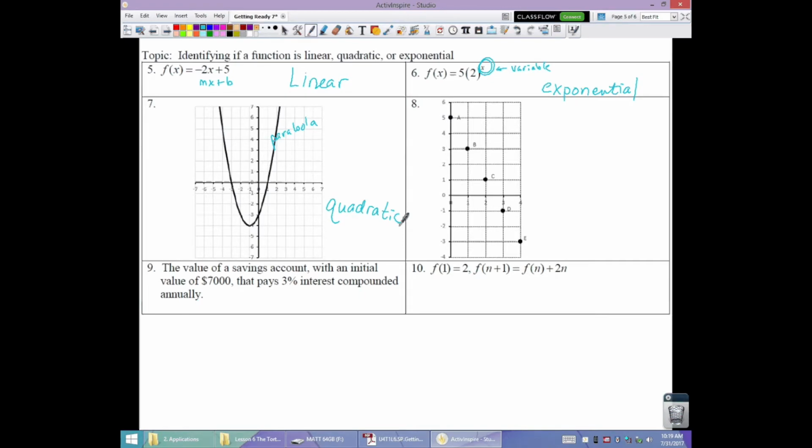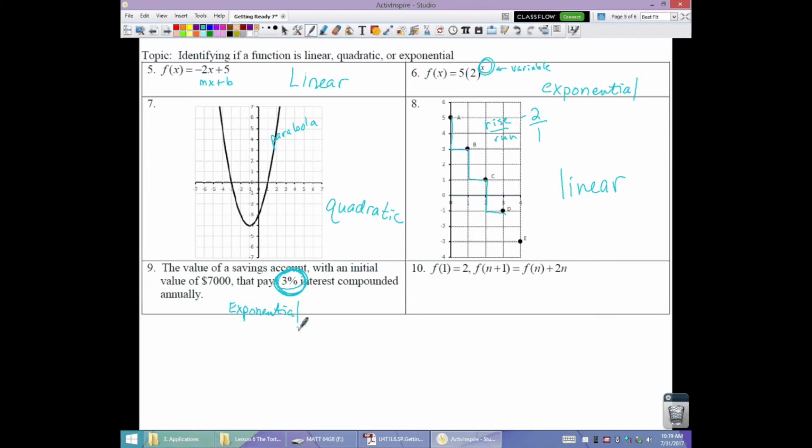Number 8, it looks linear at first glance. I should check here. So I'm going to look at my rise over run. We go down 2 boxes, right 1, down 2, right 1, down 2, right 1. So if we have that constant rate of change, that makes it linear. Number 9, we're gaining interest at 3%. Any change, any increase or decrease by a percent of your value is always exponential. That's exponential growth.